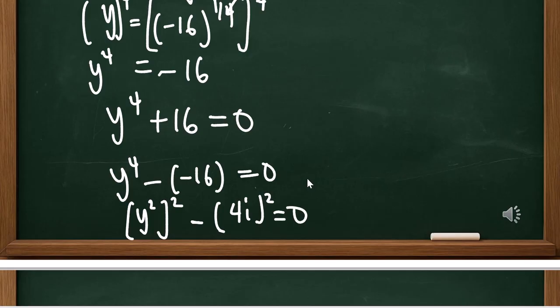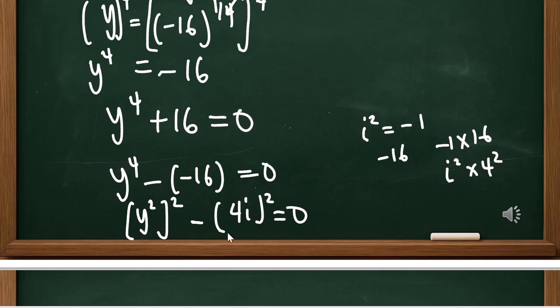Why do I have this? Recall that i squared is negative 1. So my negative 16 is the same thing as negative 1 times 16. Negative 1 is i squared, and 16 is 4 squared. So this is why I can have this.